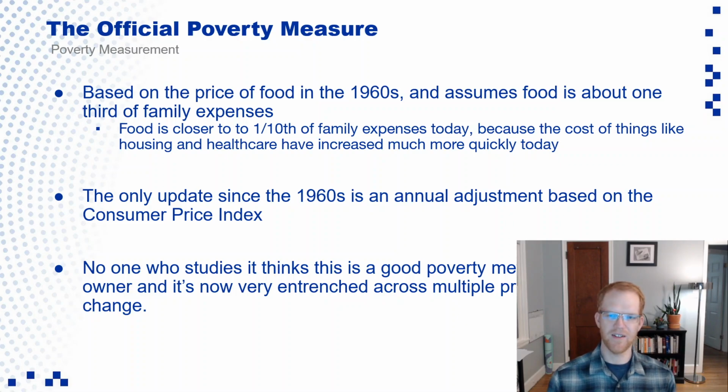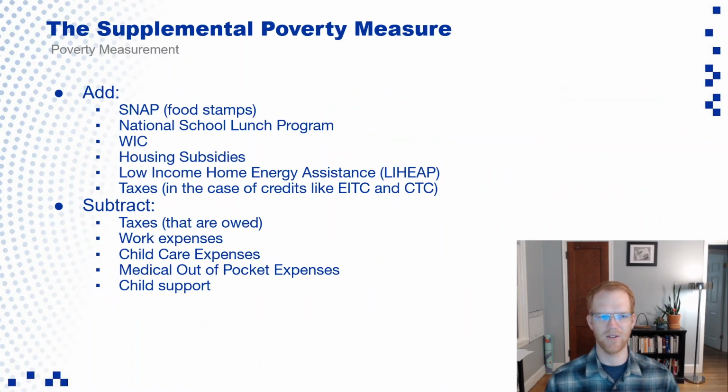But we still have this assumption because it really was about 1/3 of the average budget for lower income families back in the 60s. The only update you get is a general consumer price index update, and pretty much no one who studies it thinks that this is a good poverty metric, but there's no one owner for it. It's entrenched across multiple programs, and it's really hard to agree on what actually should be the metric.